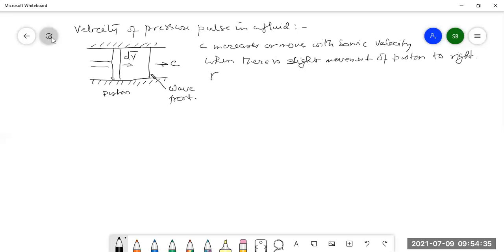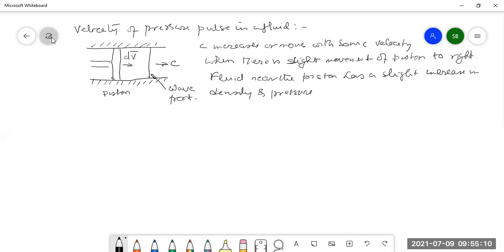The fluid near the piston has a slight increase in density and pressure. And this is slightly more dense than the fluid away from the piston itself.